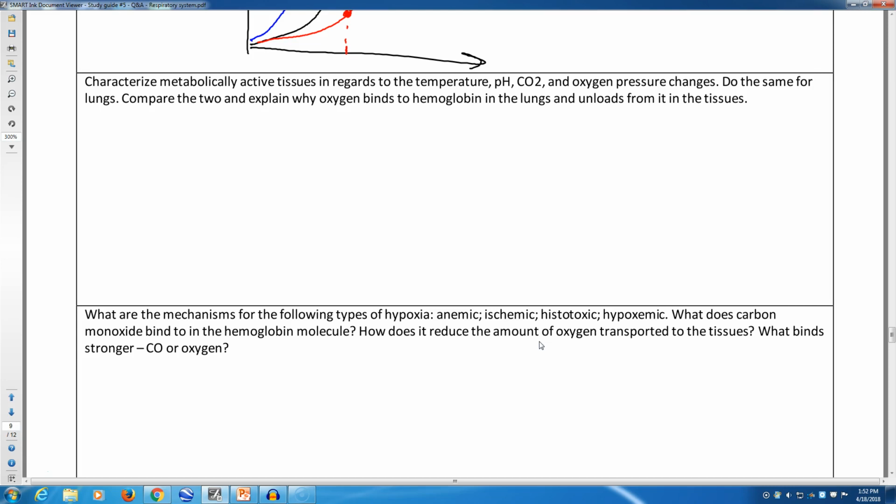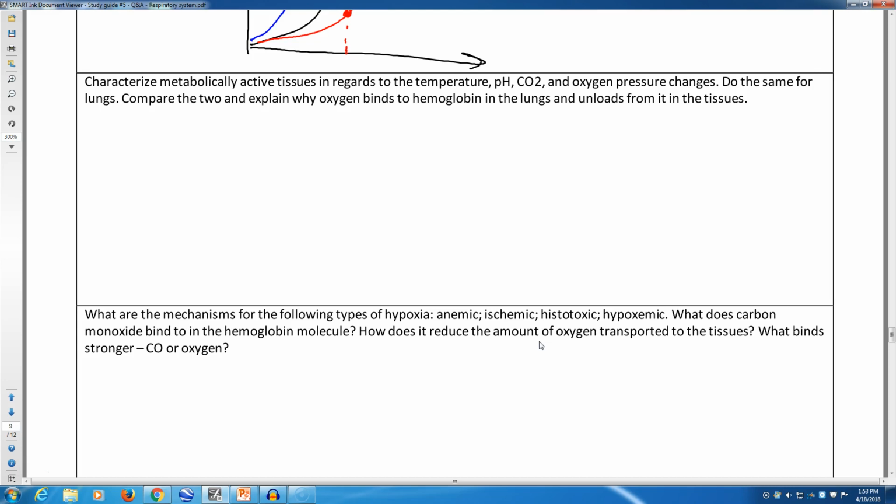Okay? Types of hypoxia. Anemic. What do you have low? Red blood cells. Ischemic. Low blood flow. Histotoxic. Tissues can't use oxygen. Hypoxemic. Just don't breathe enough. Does that make sense?